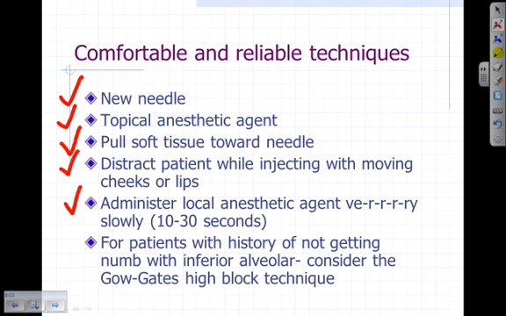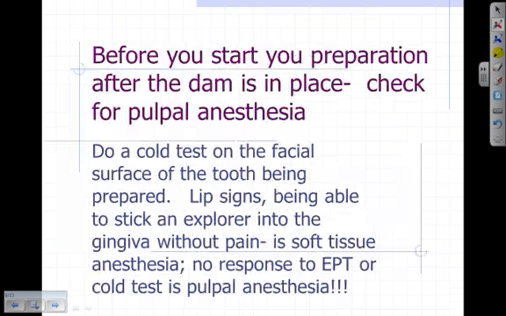And as I mentioned earlier, for patients who have a history of not getting numb with inferior alveolars, with mandibular blocks, consider a Gow-Gates high block technique. And when doing a Gow-Gates, have a faculty member help you with that technique. But this again is for patients with a history of not getting numb. So if you've administered the anesthesia and you wait 4 to 5 minutes by the clock, which gives you a chance to place the dental dam, which will be Module B of these presentations, and you'll be ready to go. Now, before you start your preparation, you're going to be placing the dental dam.